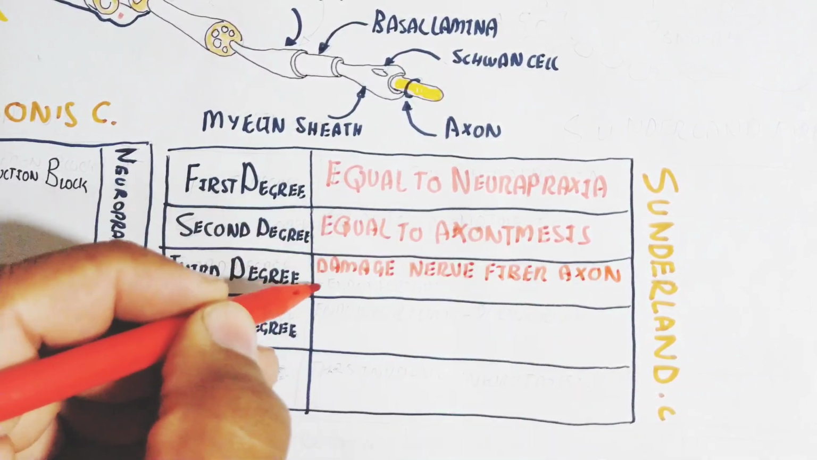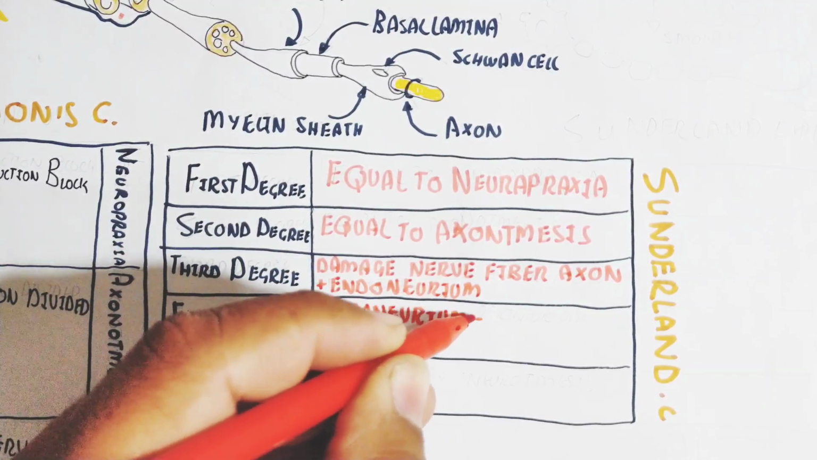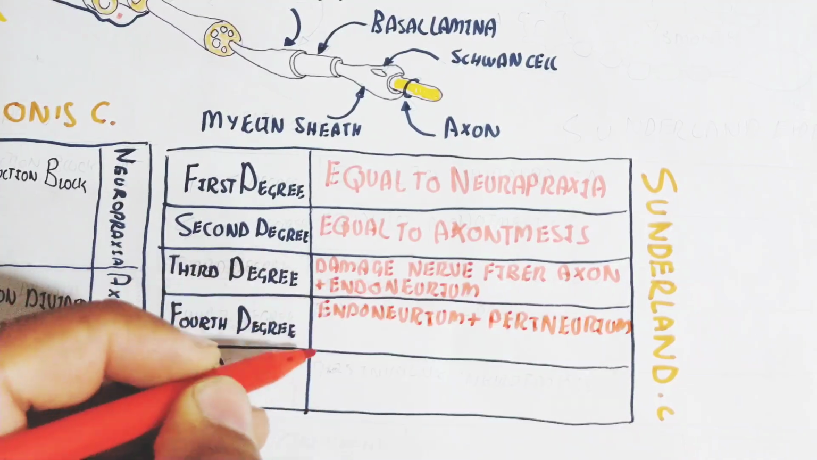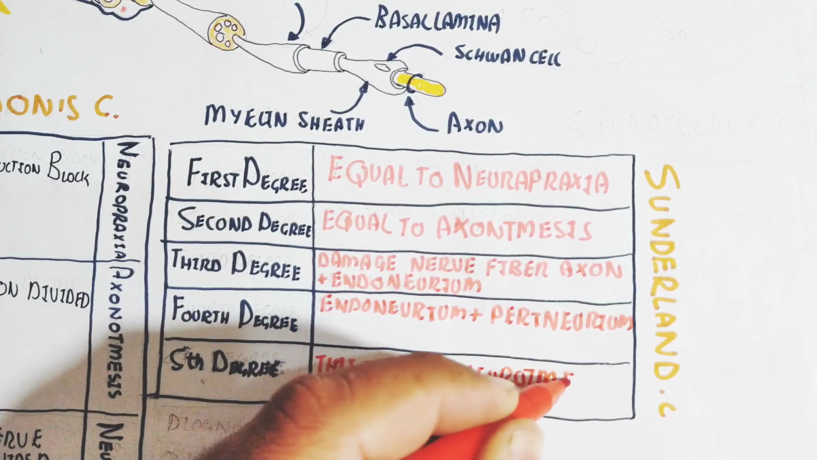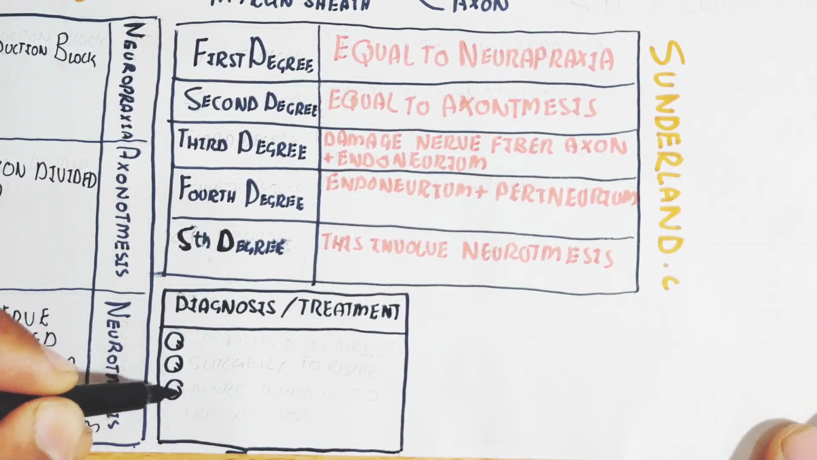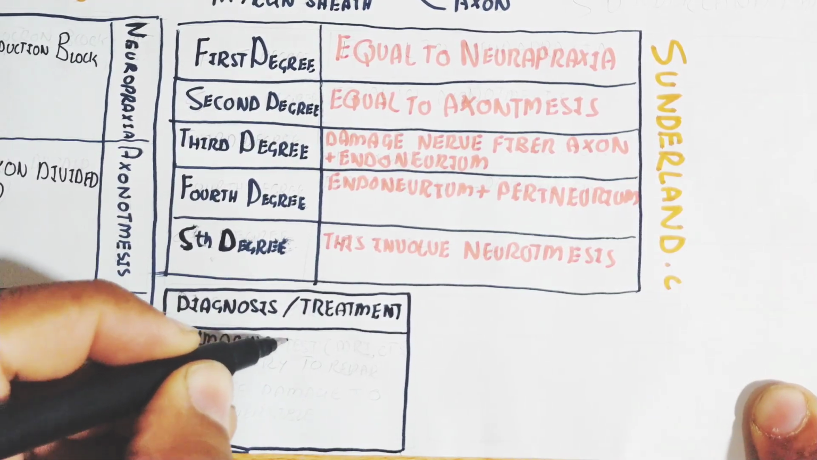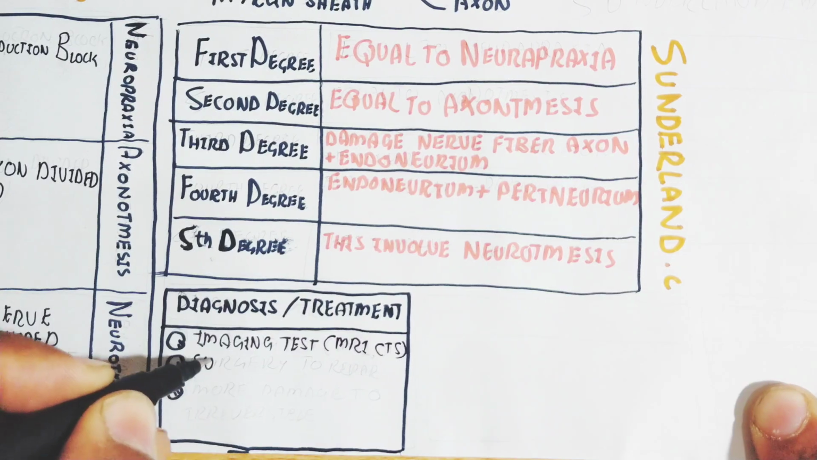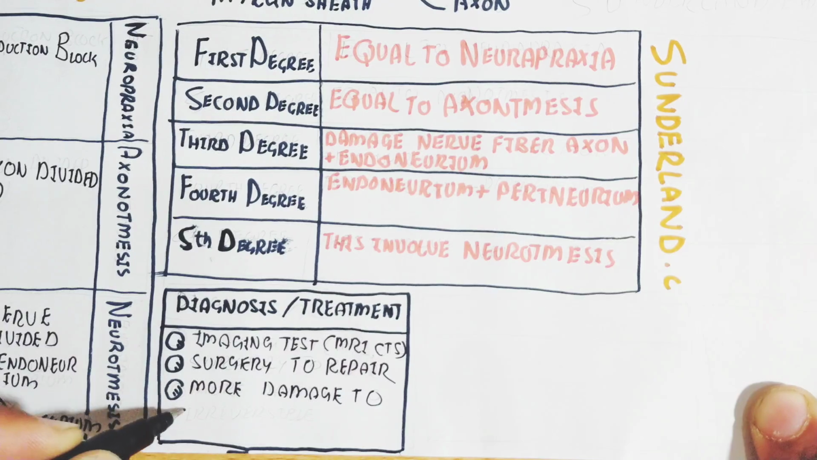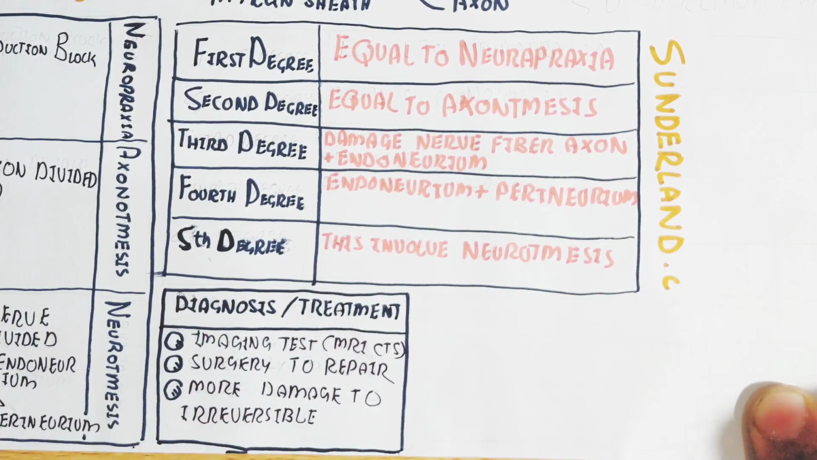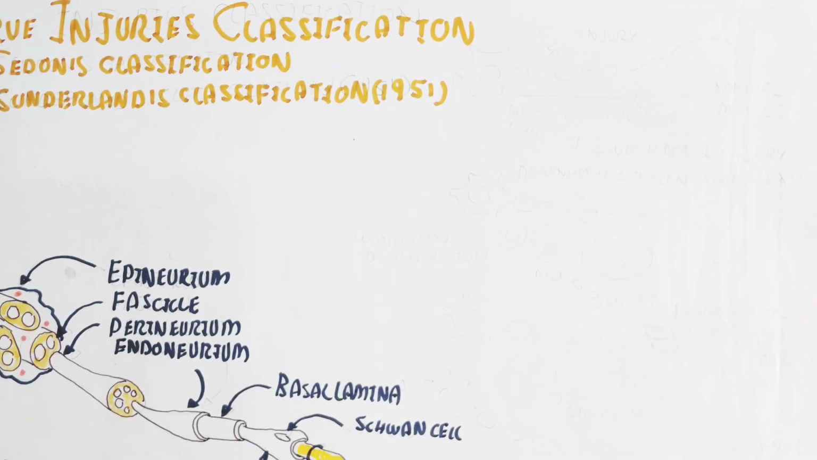Axonotmesis means the breakdown of the axon, while the other layers are intact, and the myelinated Schwann cell is also retained. The third degree is damaged nerve fibers, axon plus endoneurium, while in the fourth degree the endoneurium and perineurium are damaged. The fifth degree involves neurotmesis, where everything is fully detached. Diagnosis and treatment can involve imaging tests, MRI, CT scan, and surgery to repair. If there is more damage, it is irreversible and cannot be repaired.